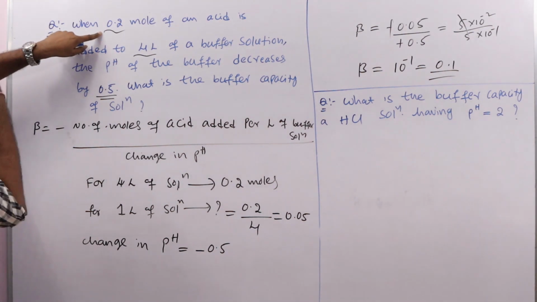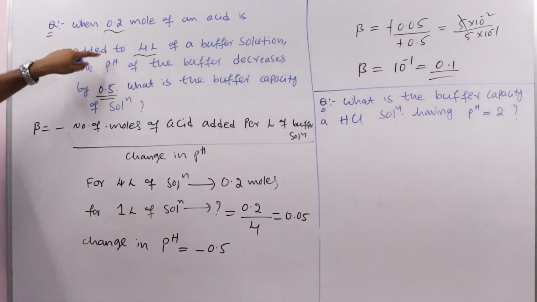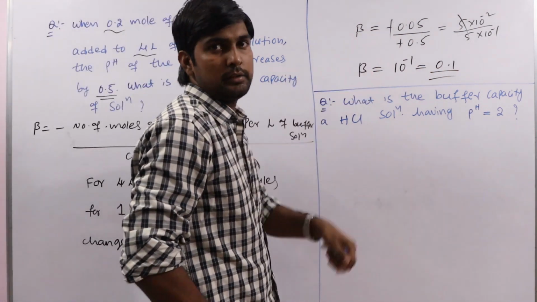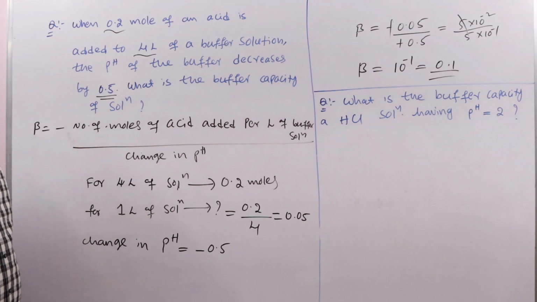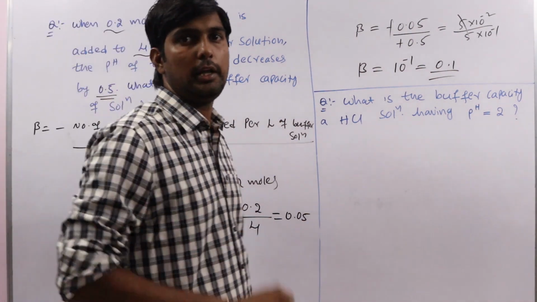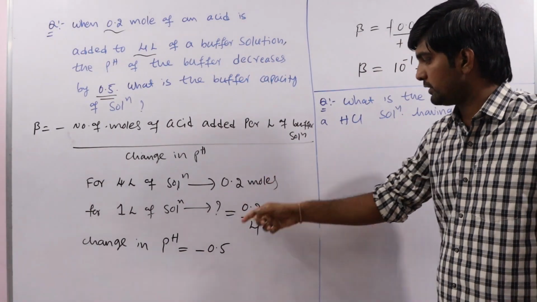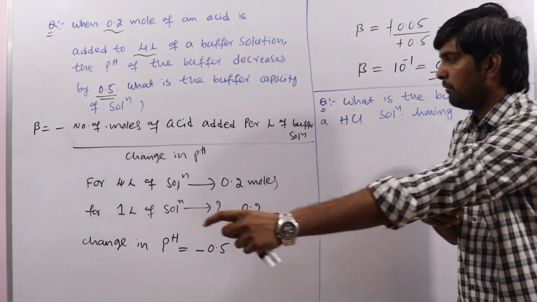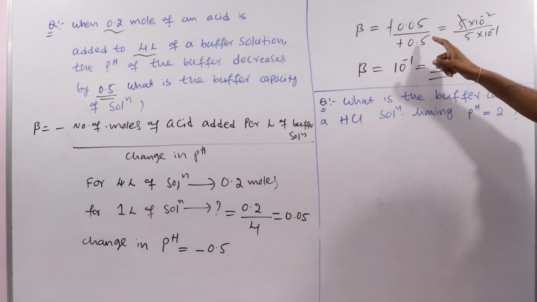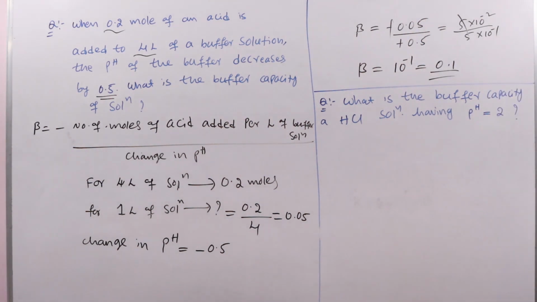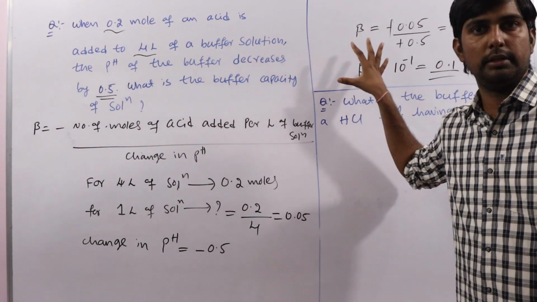You should be very careful in this type of problem. If you substitute this 0.2 directly, we get the wrong answer, because for 4 liters 0.2 mole is given, but we need to know how many moles are added for 1 liter. So first you should find for 1 liter of solution how many moles is added. After that only you should substitute in the formula. Clear? Very important.